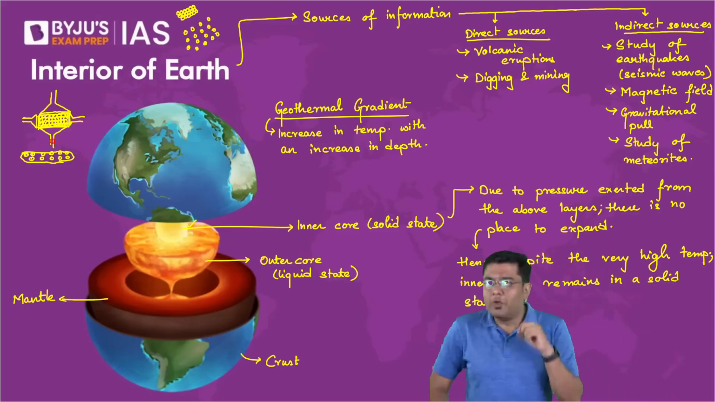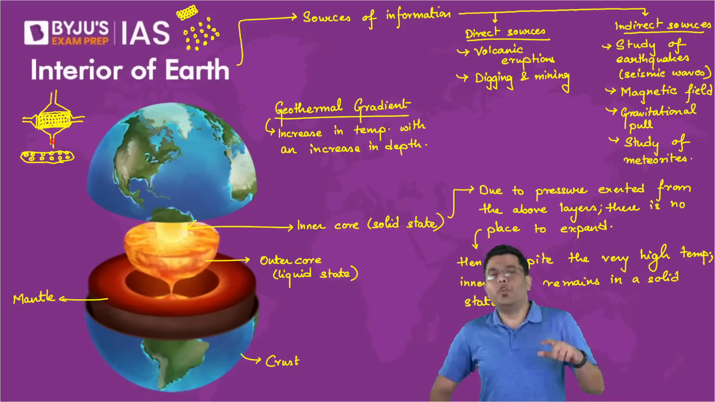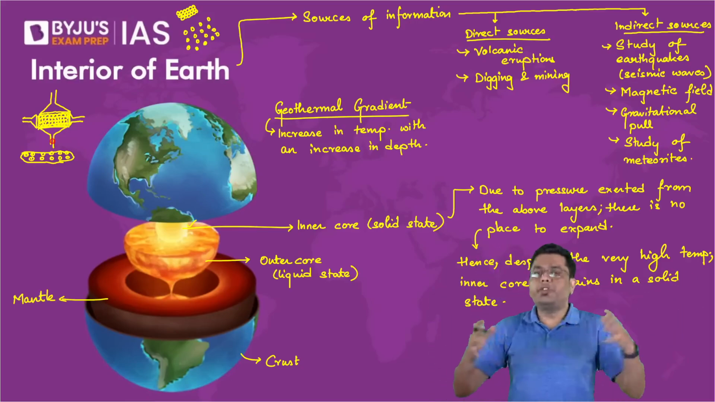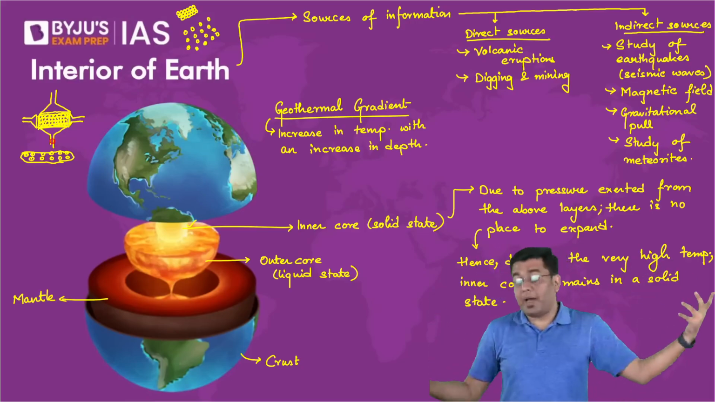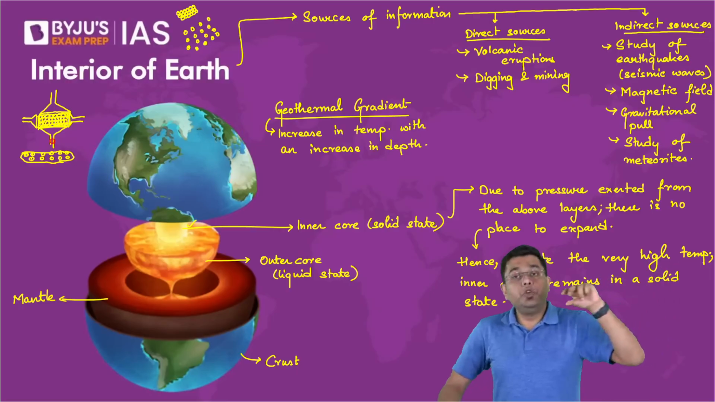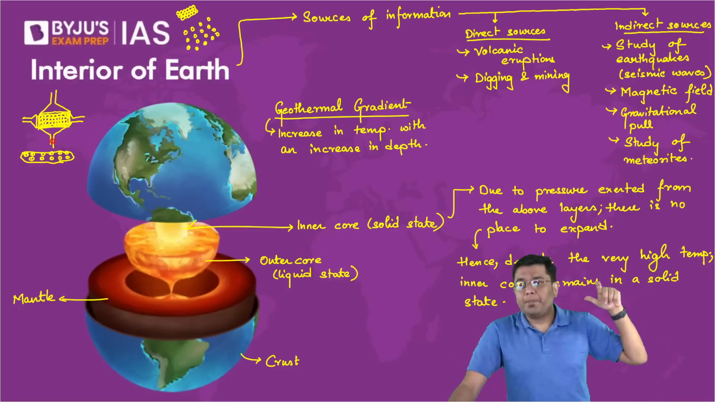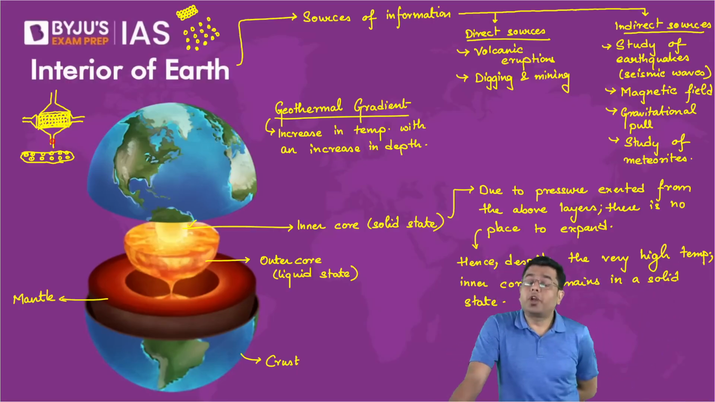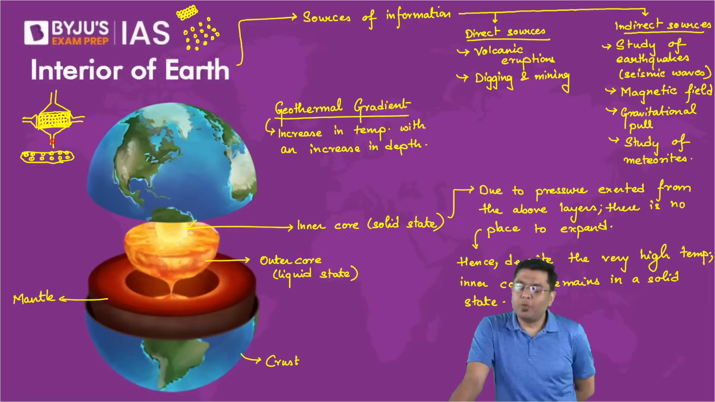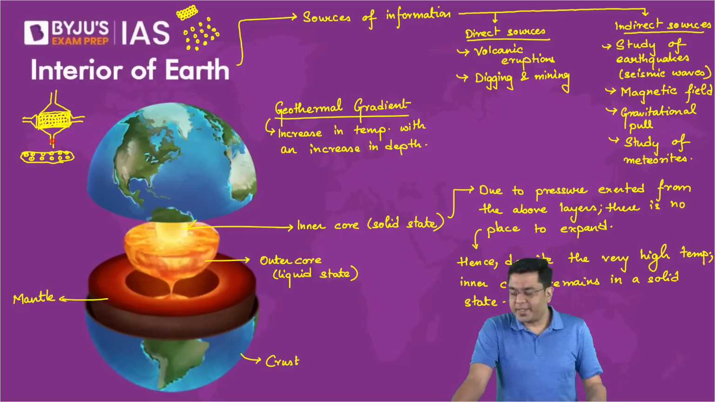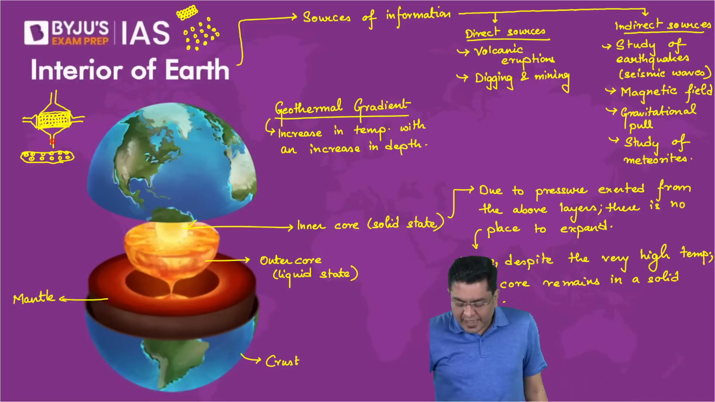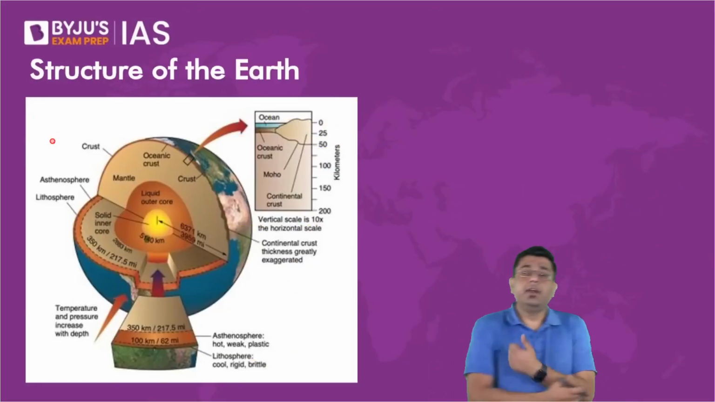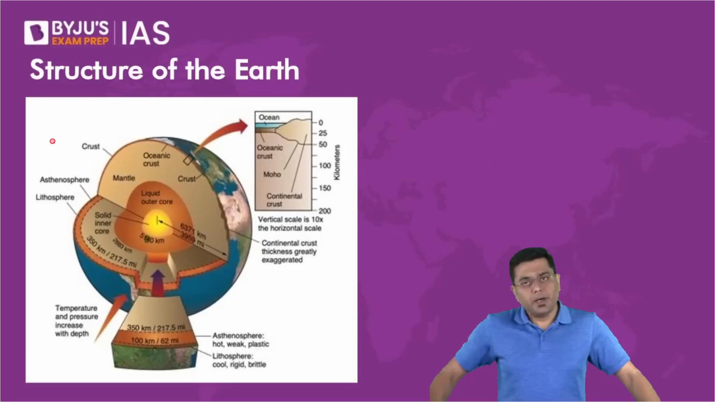Similarly, the inner core is surrounded from all sides by very dense or highly dense materials, in the sense you don't have space to expand. That is why the inner core continues to stay in the solid state, while the outer core, which faces considerably less pressure, is in liquid state. Now, after that, we move ahead with the structure of the earth.